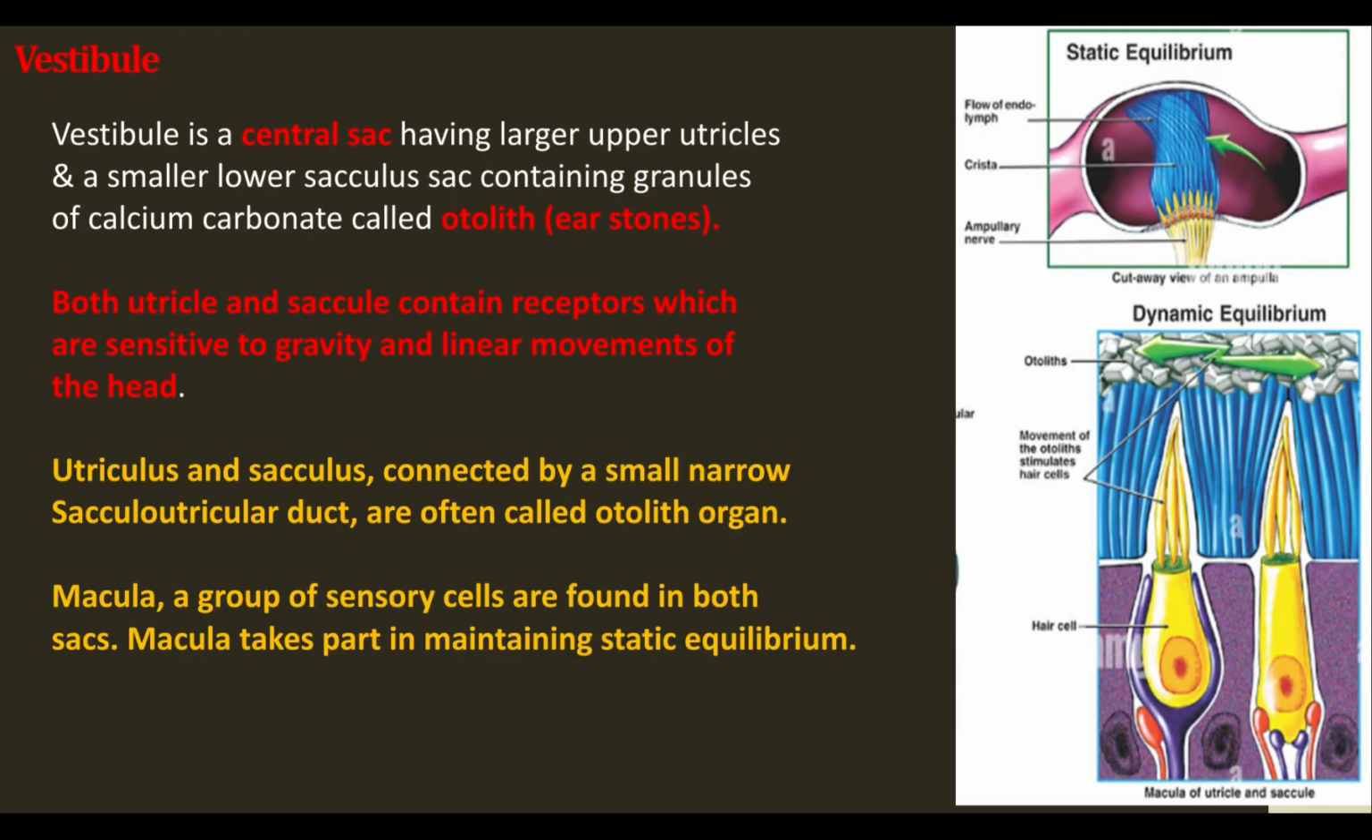the vestibule. In our vestibule, the utricle and saccule are present. The vestibule is a central sac-like structure having the utricle and saccule. In the utricle and saccule, a sensory organ is present, that is called the macula. You see this macula, this is the sensory organ. In this sensory organ, the macula, sensory hair cells are present, and these sensory hair cells have cilia.